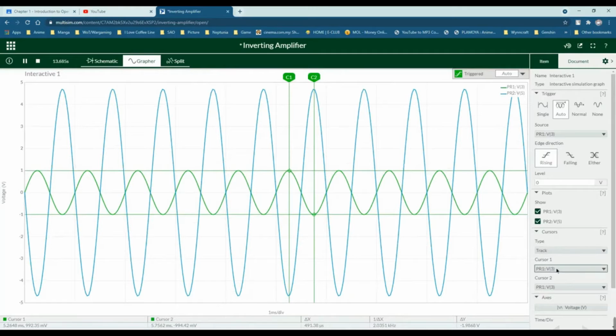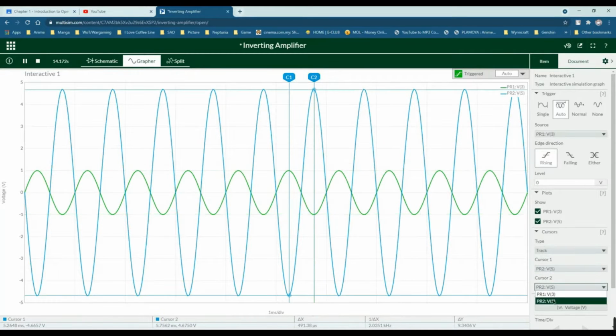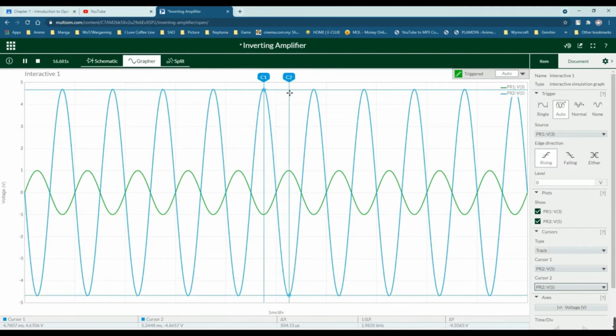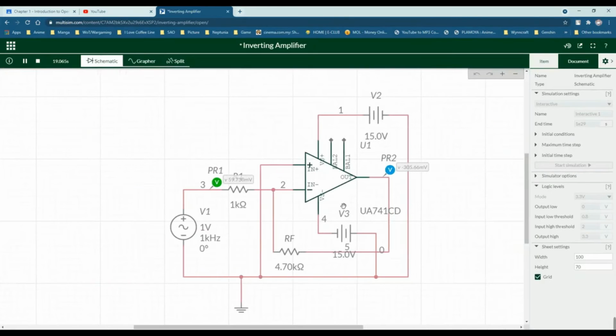For this frequency, the output that we get at C1 is probably around negative 9.3487 for the 4.7 kilo ohm of RF.